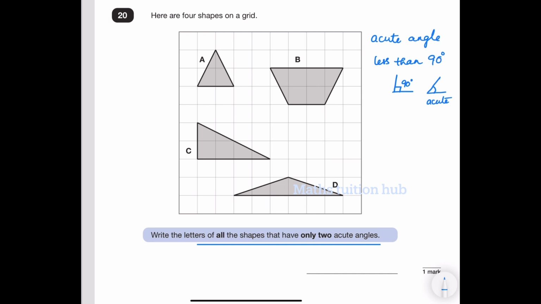So let's see how many acute angles are in shape A. 3 acute angles. So shape A has 3 acute angles. In shape B, 2 acute angles. And shape C has 2 acute angles. And shape D has 2 acute angles as well. So B, C, D, all the shapes have 2 acute angles in each.